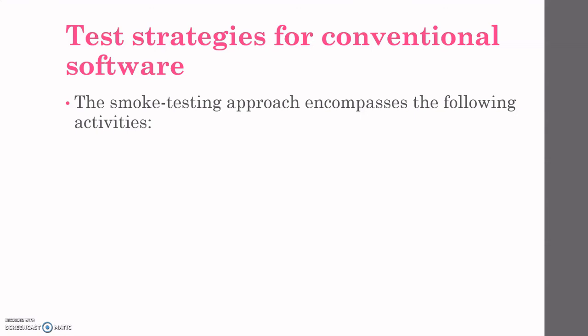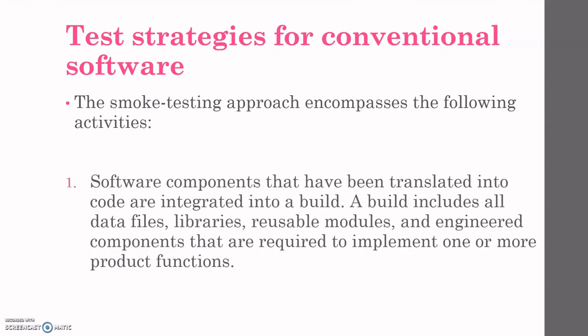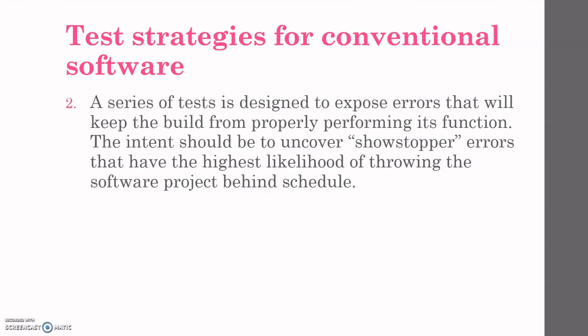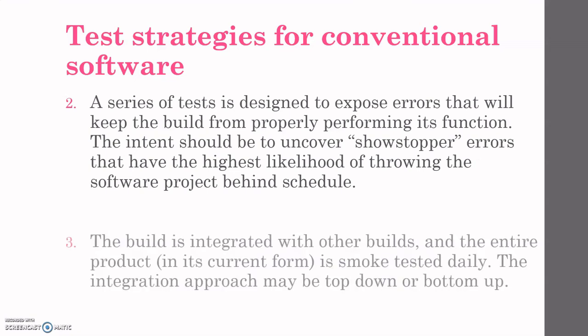So the smoke testing approach encompasses the following activities. That is, software components that have been translated into code are integrated into a build. A build includes all data files, libraries, reusable modules, and engineered components that are required to implement one or more product functions. Then a series of tests is designed to expose errors that will keep the build from properly performing its function. The intent should be to uncover errors that have the highest likelihood of throwing the software project behind schedule. Then the build is integrated with other builds and the entire product is smoke tested daily.